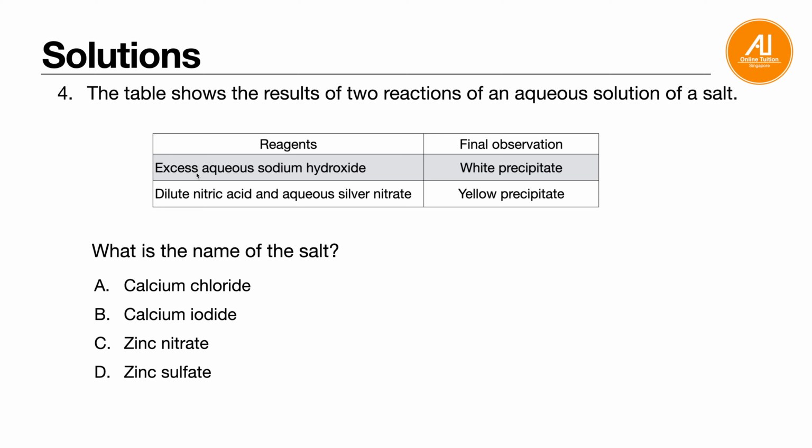Number 4. You have this table below. What is the name of the salt? This will be under your qualitative analysis. When you react with excess aqueous sodium hydroxide and you get a white precipitate, if you refer to your table, it will be calcium ions. And the second one, dilute nitric acid reacting with silver nitrate, is for testing for your anions. A yellow precipitate only means iodide ions are present. If you combine these two, you'll get B, calcium iodide.